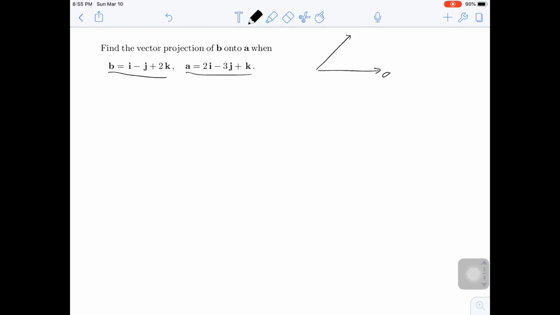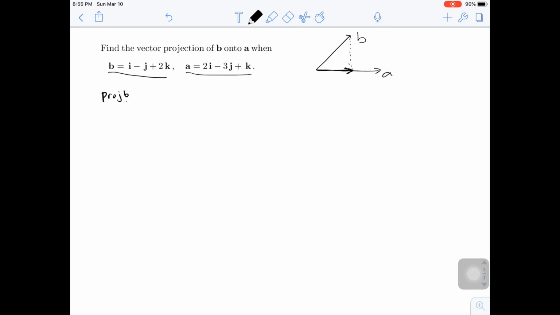Here we have vector A, we have vector B. We want to project vector B onto vector A. It's going to give us this vector right here, and that's what we want to find. To do that, there's a formula that we use.